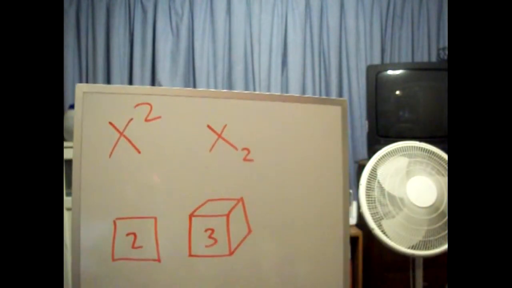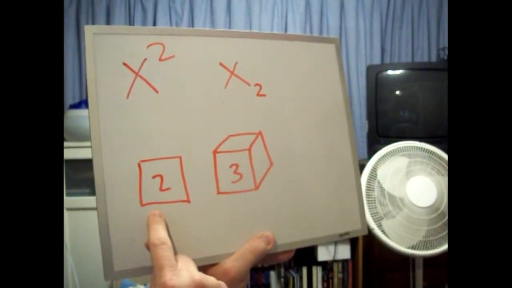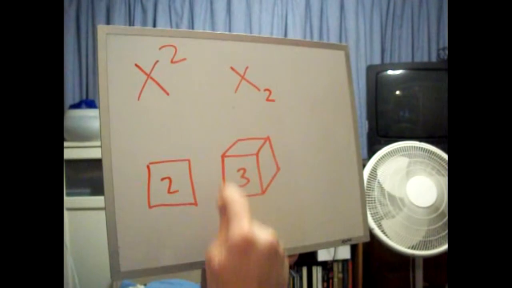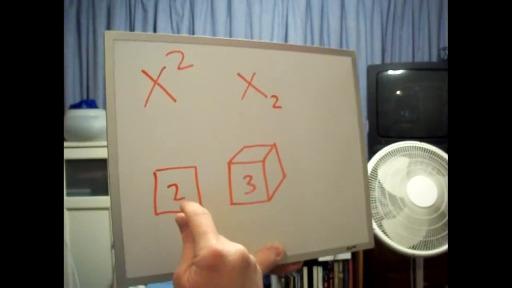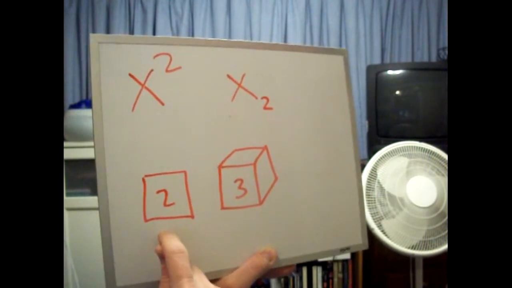Okay. Now, what is a square? A square is a square area. Okay? It's a physical square. That's why I've got it marked as a number 2. That's what it is. It is a square area.